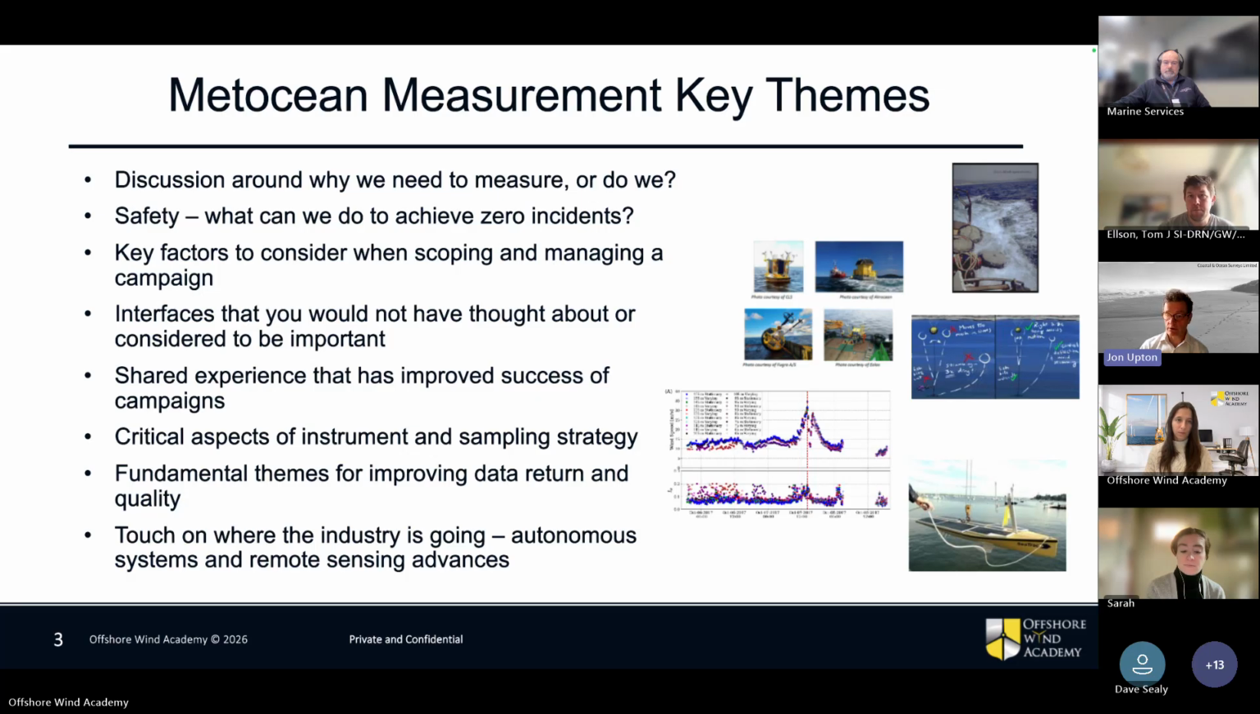So there are a few, we'll go into this in a bit more detail in a couple of weeks' time, but there are a huge number of interfaces. And if you don't get all of them right, it can slow you down, it could cause problems.